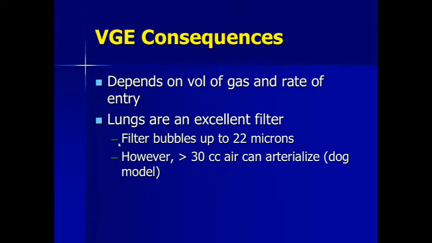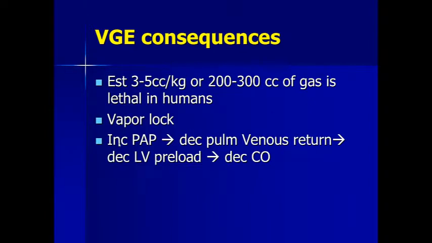So the consequences, if a lot of these are underreported, it's largely you become symptomatic depending on the volume of the gas and the rate of entry. Usually the lungs filter out a lot of the bubbles that are introduced into circulation. They can filter up to 22 micron sized bubbles, but they found in at least animal studies that if you inject over 30 cc's of air, that's enough to overcome the pulmonary circulation and then arterialize. They've estimated in humans that about 200 to 300 cc's of gas can be lethal.